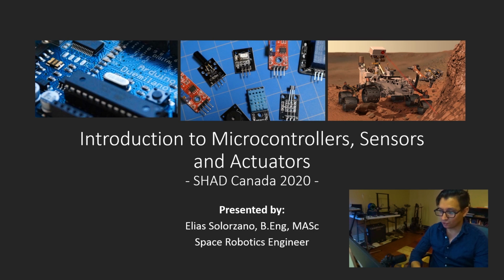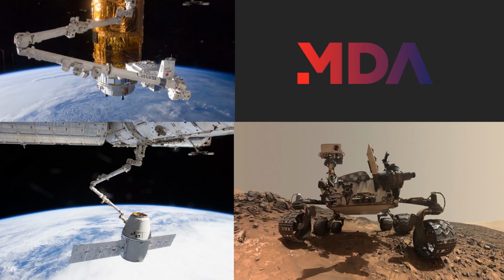My name is Elias Solorzano. I am a space robotics engineer at MDA Corporation here in Toronto, Ontario. MDA has a long history in space technologies. We built the robotic manipulators on board the International Space Station, such as the Canadarm2 and Dexter, and scientific instruments for lunar and Martian exploration.